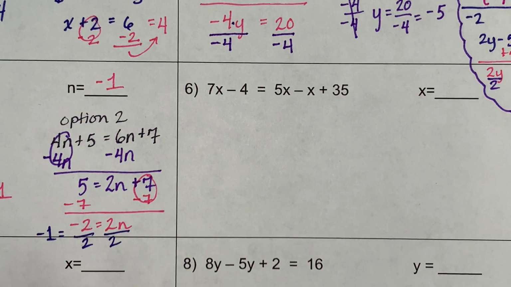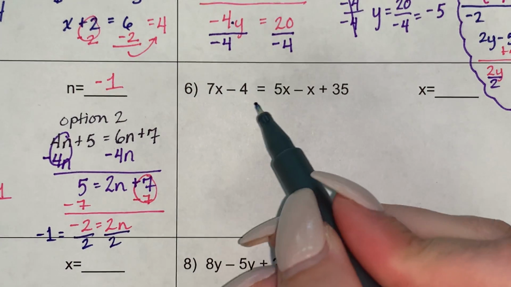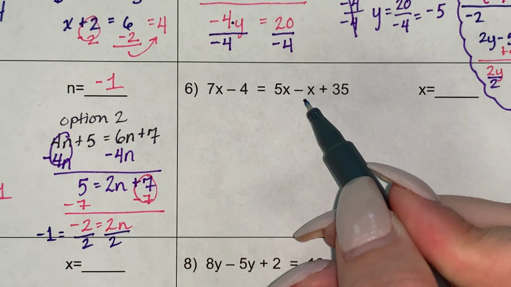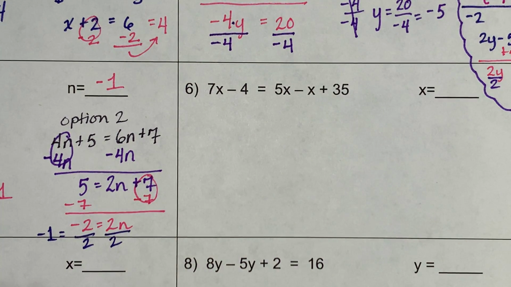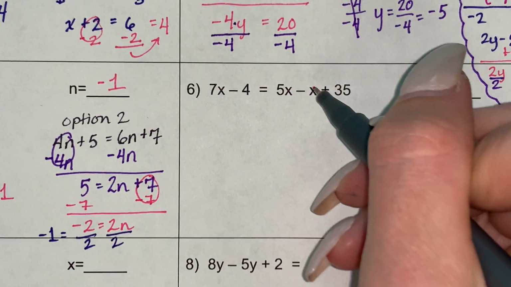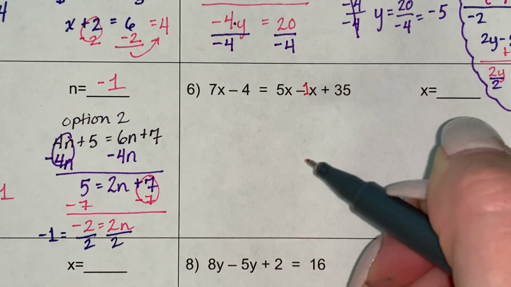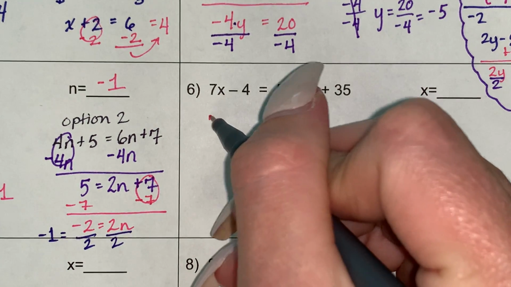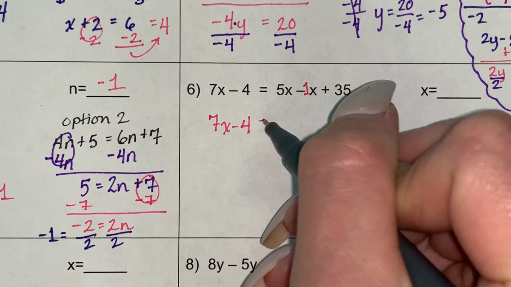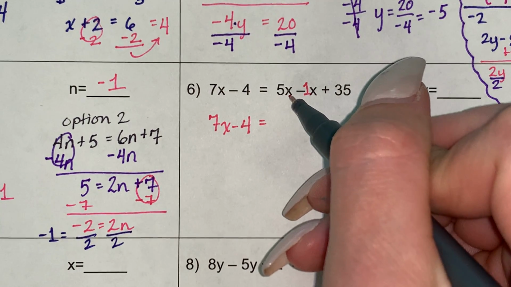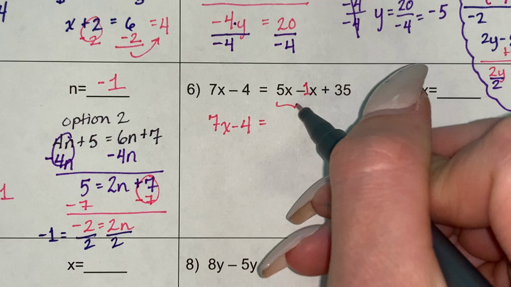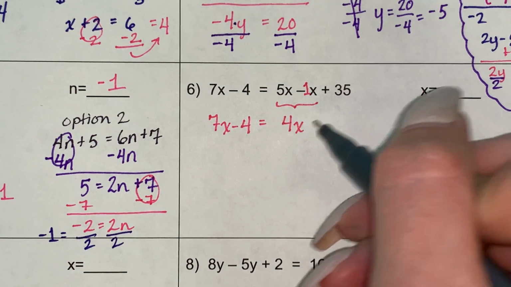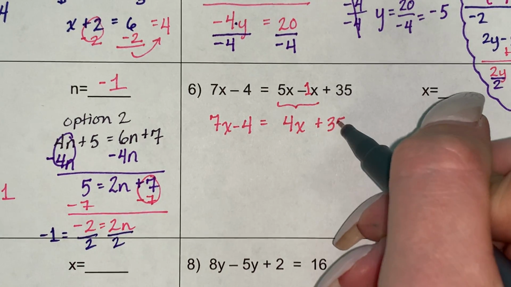Over here for number 6, we've got a 5x and an x. So in a perfect world, we would combine like terms right here. Remember that's an invisible 1. So we've got 7x minus 4, and then we've got 5x minus 1x. If we put those together, we get 4x, and then we can bring down plus 35.